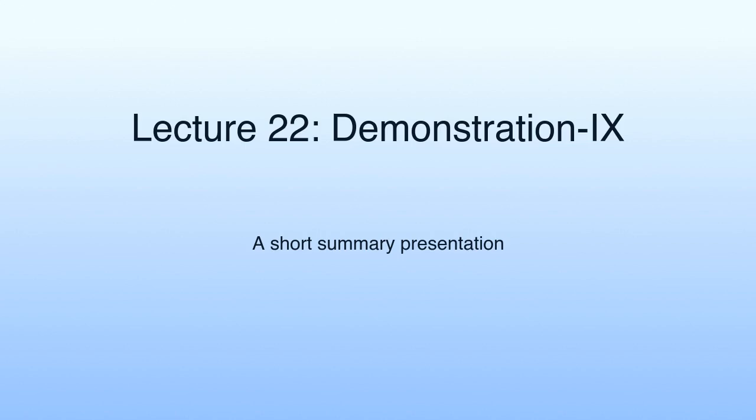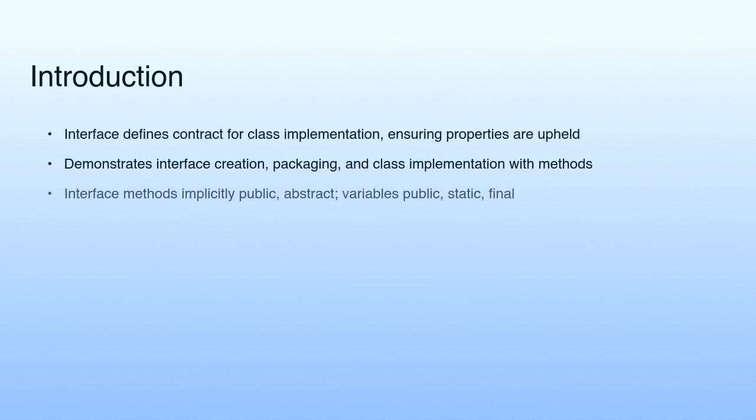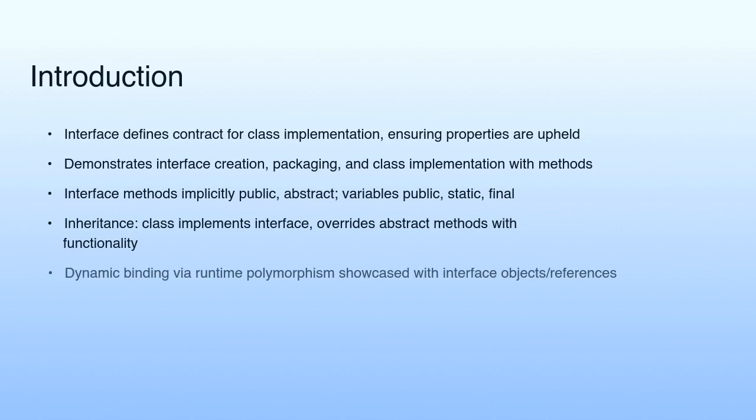Lecture 22 Demonstration IX. An interface defines the contract for a class implementation, ensuring that certain properties are upheld. It demonstrates how to create an interface, package it, and implement it in a class with methods. Interface methods are implicitly public and abstract, while variables are public, static, and final.